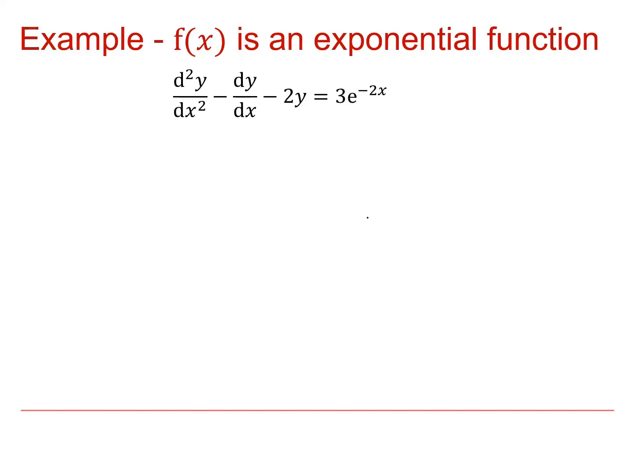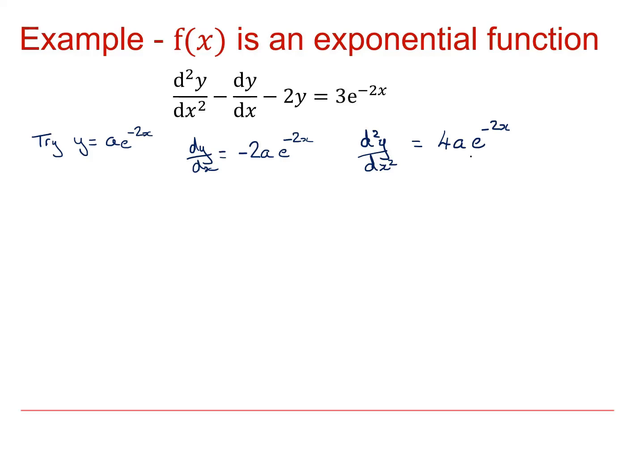We know what the complementary function is, so we're really only interested in the particular integral in this case, and for that I'm going to try y equals a e to the minus 2x. If I differentiate that, I'm going to get that dy/dx is equal to minus 2a e to the minus 2x, and the second derivative d²y/dx² is equal to 4a e to the minus 2x.